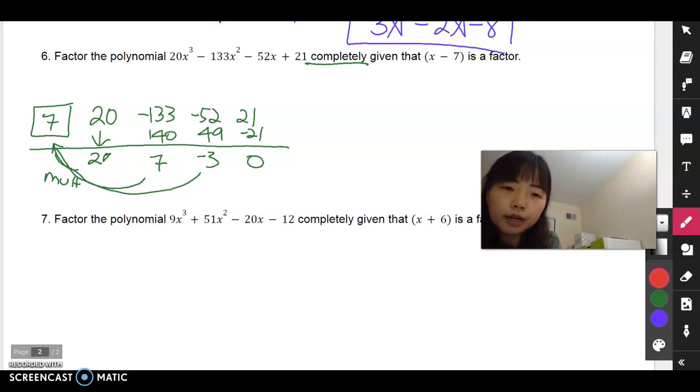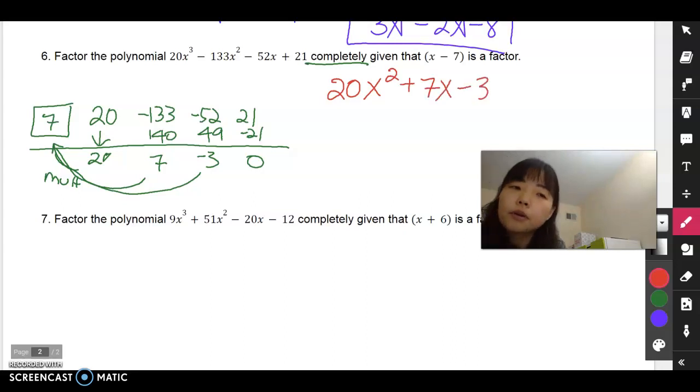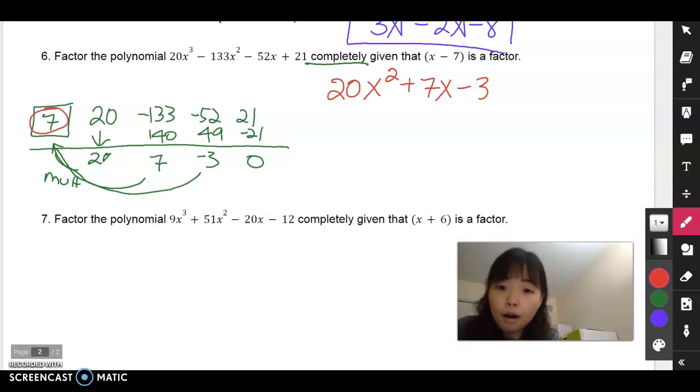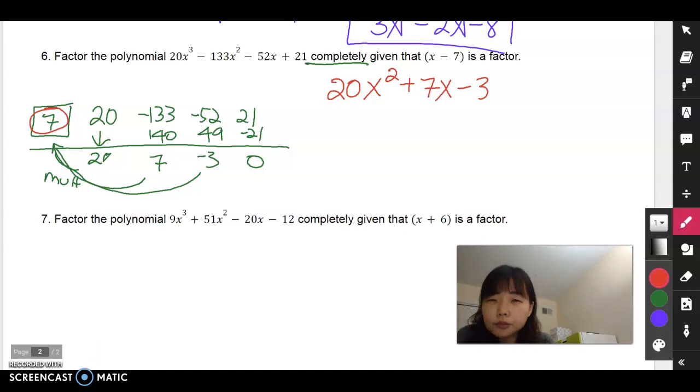So you do have to write all the x's back. 20x squared plus 7x minus 3. We don't divide these numbers because this was not a fraction. Okay, so that's good. But now we have to factor. It's not done yet. How?